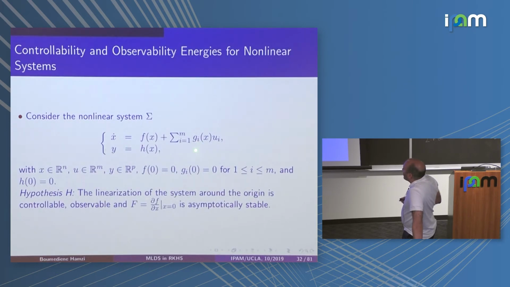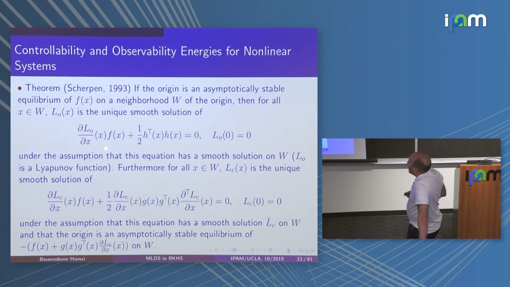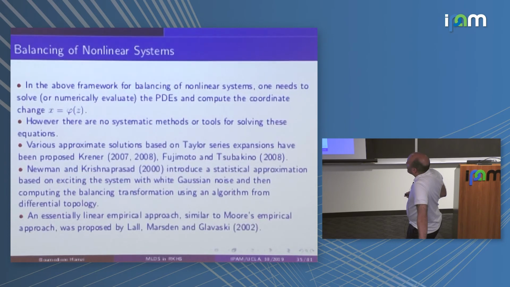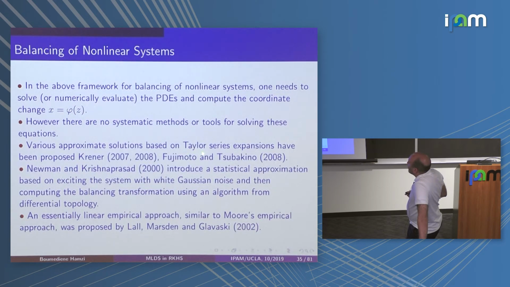So, nonlinear case. There have been a lot of results on how to find L_C and L_O analytically speaking. Essentially, L_O satisfies the Lyapunov equation, and L_C satisfies Hamilton-Jacobi-Bellman equations. These two equations are not easy to solve in general. There have been some approaches using Taylor series expansions or statistical methods, but none of them gave very precise results. So what we are going to do is propose to work in this paradigm where we use the method of linear balancing in the RKHS, and then from there get an approximation of the nonlinear system.